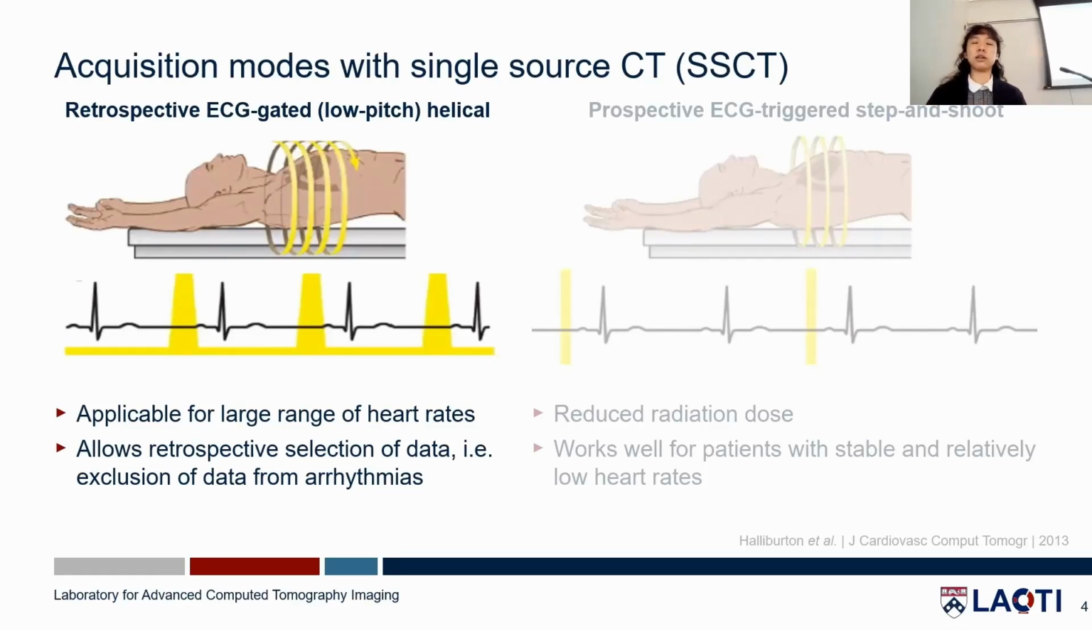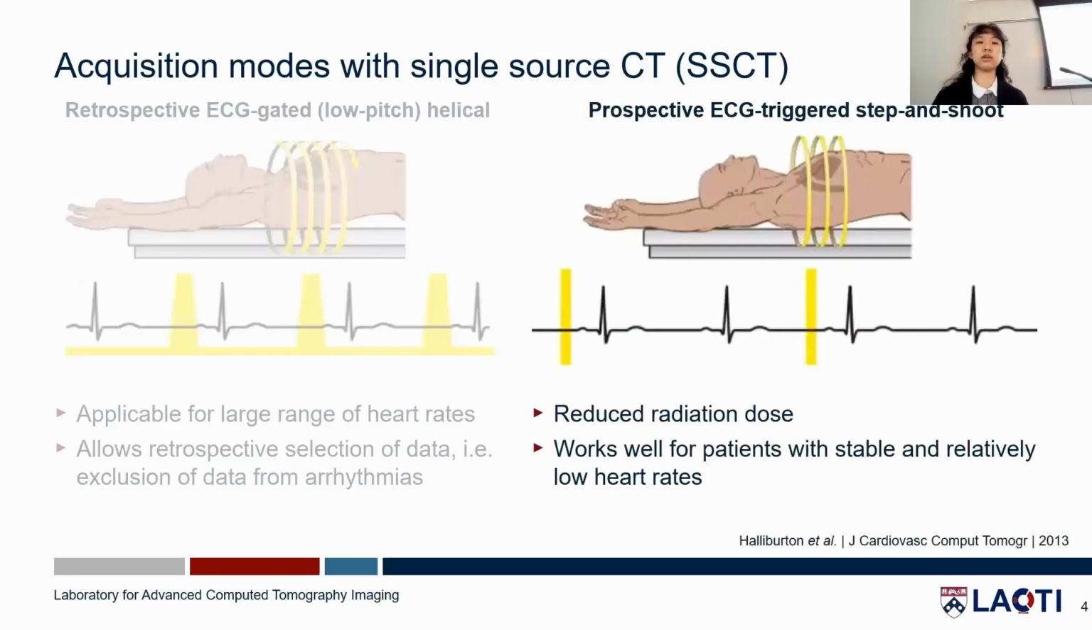And so you can imagine that this results in a high radiation dose, but in general, this mode allows for a wide range of heart rates, and also allows for retrospective selection when it comes to reconstruction. So in theory, you could reconstruct outside of the desired phase, perhaps at a lower image quality, but you can also exclude data for poor triggering, such as from arrhythmias.